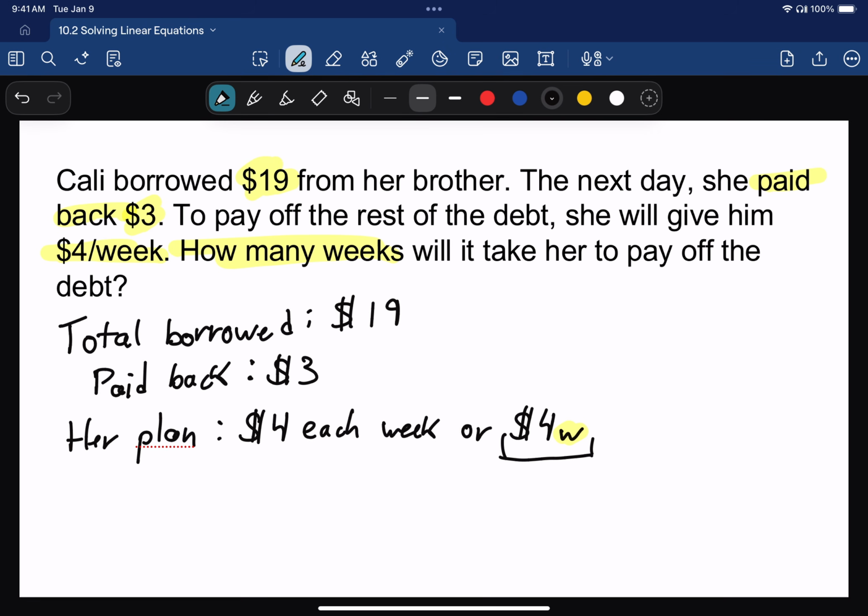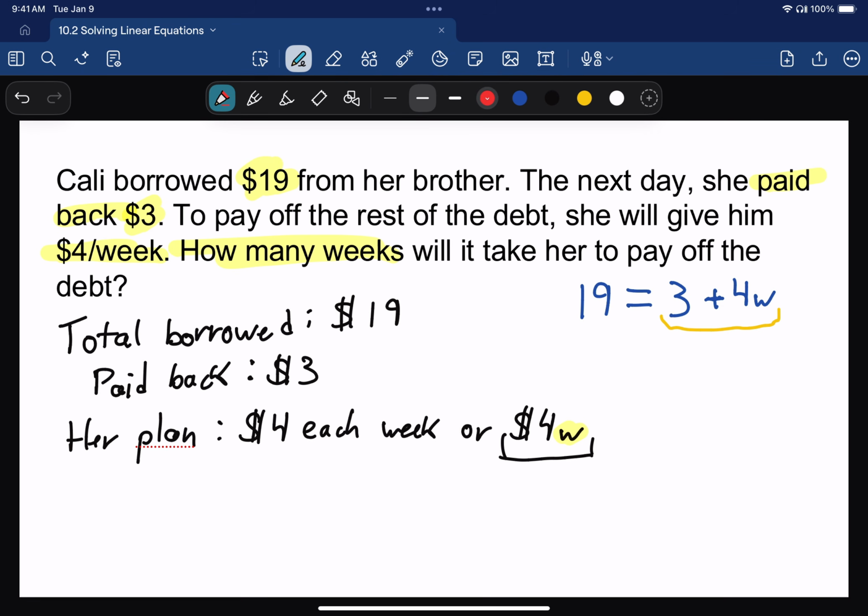So let's set up an equation. So we know the total that she borrowed is 19, right? So let's write this out here. 19 is the total, and she needs to pay this back. And so what she's done is she's already paid 3, and then we're going to add her $4 a week each time. So this is what it's going to look like in order for her to pay back the $19. And now you can see this looks familiar to the two-step equations we were dealing with.